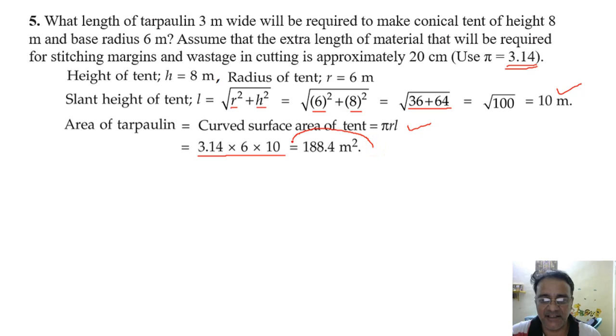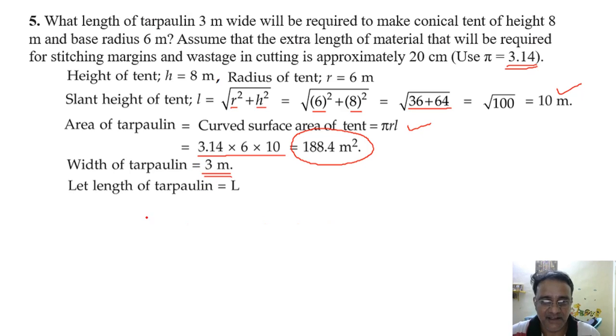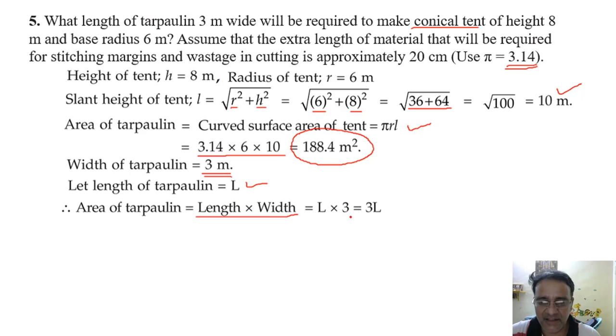188.4 meter square. This is the area of the tarpaulin, and that will be equal to what? The width of the tarpaulin is given, and let the length of the tarpaulin be L. I already told you that the tarpaulin will be in the form of a rectangle, and that much tarpaulin will be used for the conical tent. How much? The curved surface area.